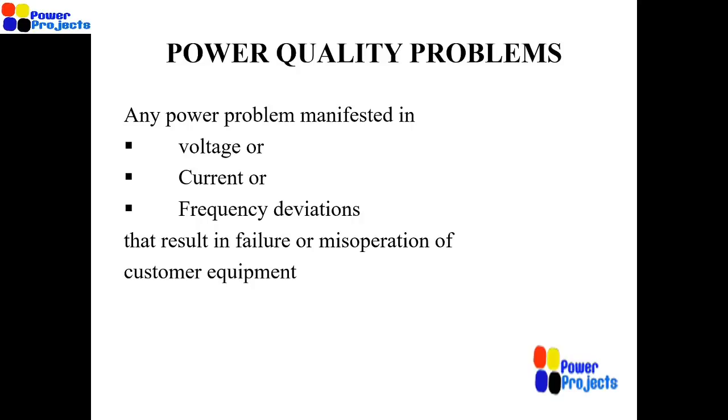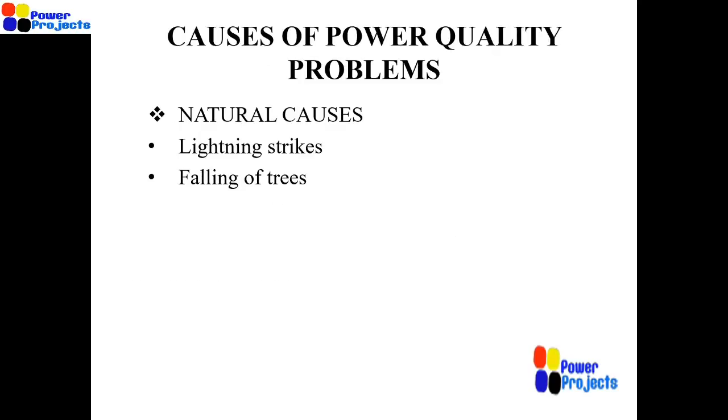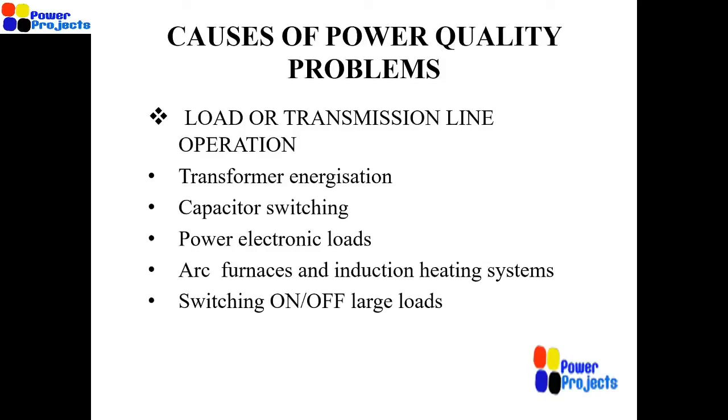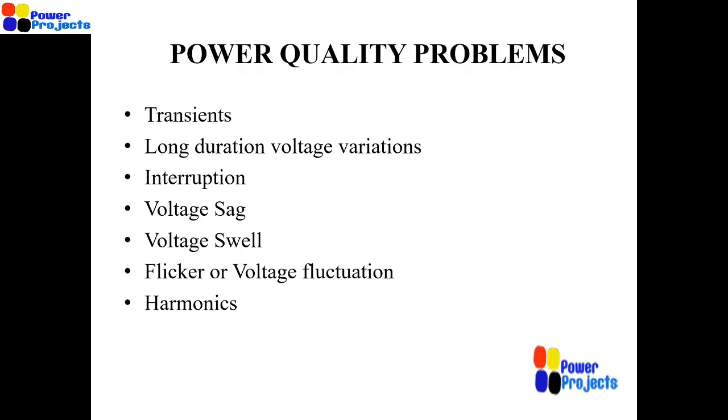And frequency deviations, of course, frequency can change from its rated frequency because of an interruption, an increase in generation or an increase in demand, whatever it is. Power quality issues can be because of natural causes, or because of what we are adding. Mostly when we talk about harmonics, they are because of the nonlinear loads added at the customer end.